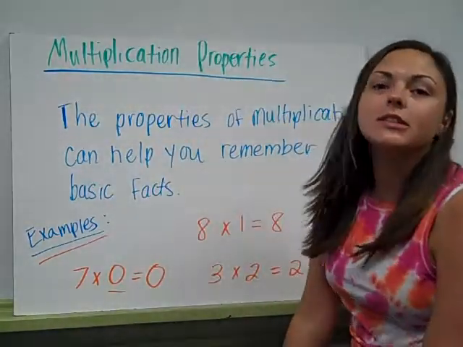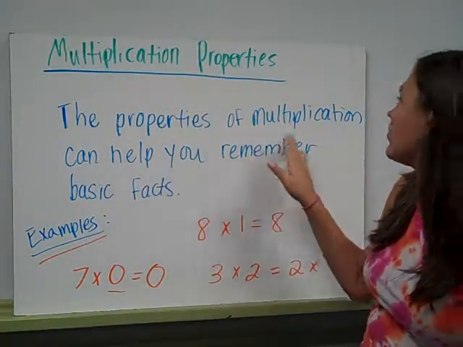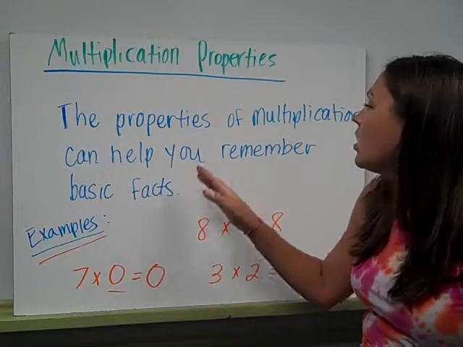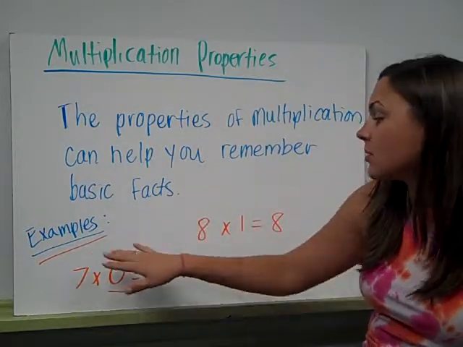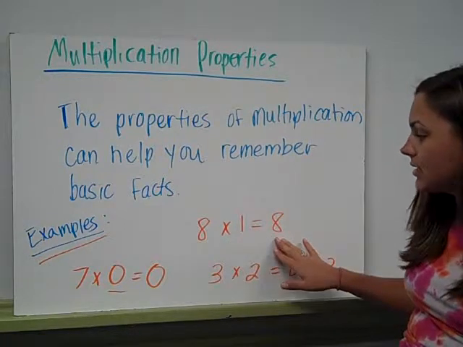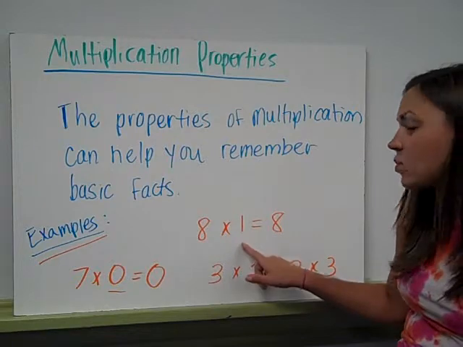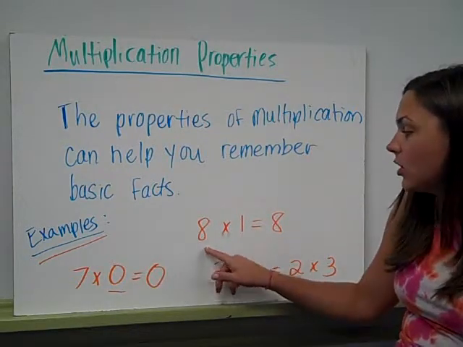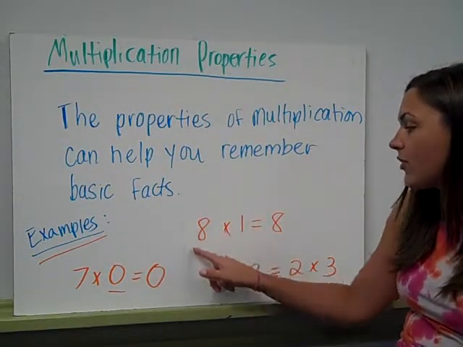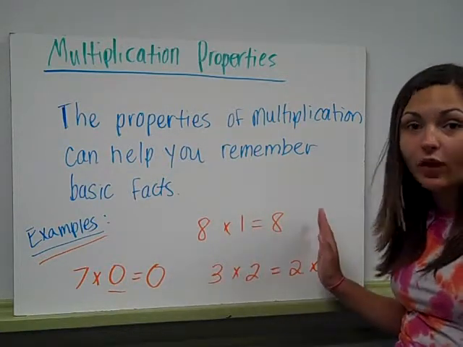Hello, today we're going to discuss multiplication properties. The properties of multiplication can help you remember some basic facts. Some examples I have listed here are 8 times 1 equals 8. We're going to be introduced to a property that tells us that anything times 1 is itself. So regardless if this number was 500 trillion, times 1 would still give me 500 trillion.